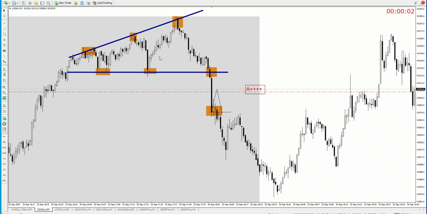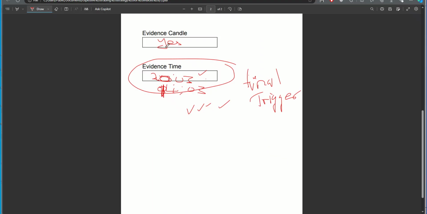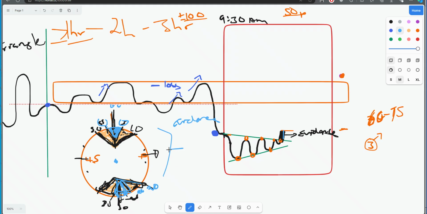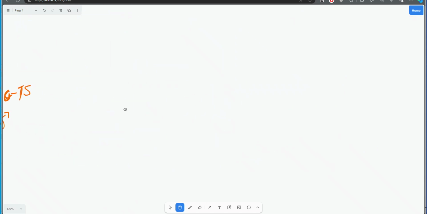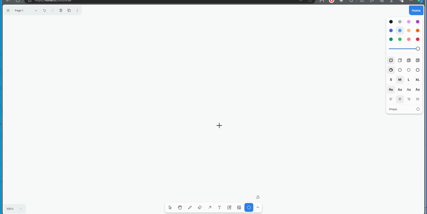Okay, if they give a pattern that engulfs the level, it's my A+ setup. Guys, just be patient. Be patient and look at your clock. Once you get an evidence candle, the big candle that breaks out, look at your clock. Let me just draw the clock again.